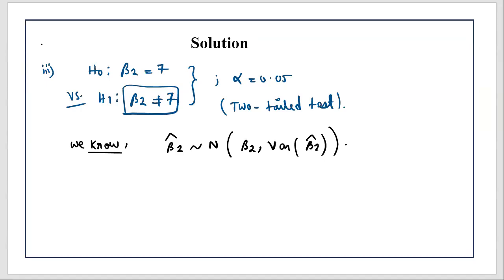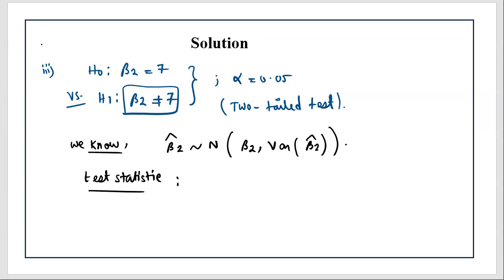So beta 2 cap follows a normal distribution with mean beta 2, because it is an unbiased estimator of the population parameter beta 2, and the variance is the variance of beta 2 cap. If you have this, you can define the t statistic, or let me write the test statistic.